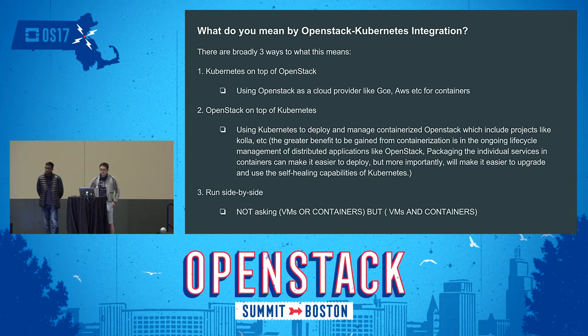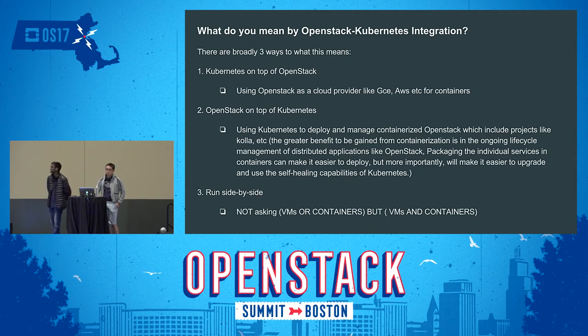Okay. So these are the three usual ways we see, and there are also mix and matches of all these three. First is Kubernetes on top of OpenStack, in which Kubernetes is deployed on top of OpenStack machines. By OpenStack machines, we mean it could be a virtual machine or a bare metal node. But usually, Magnum does it in virtual machines only.